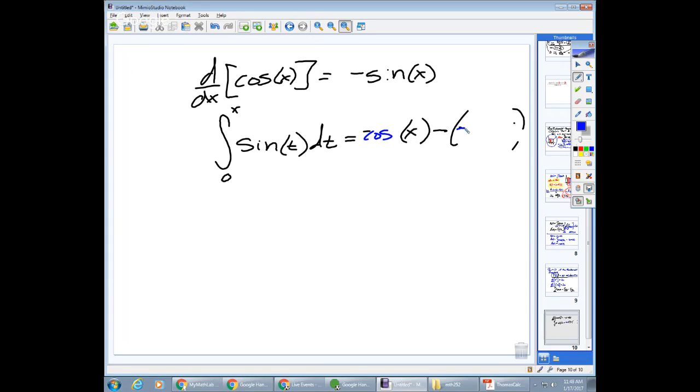Negative cosine. Okay, and I put an x there. This should be a 0. What's the cosine of 0? 1. And then here I have a negative negative, so that is a positive. So now I have the opposite of the cosine of x plus 1. Have we seen this before?